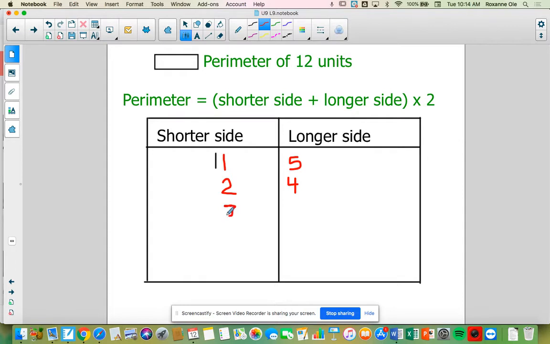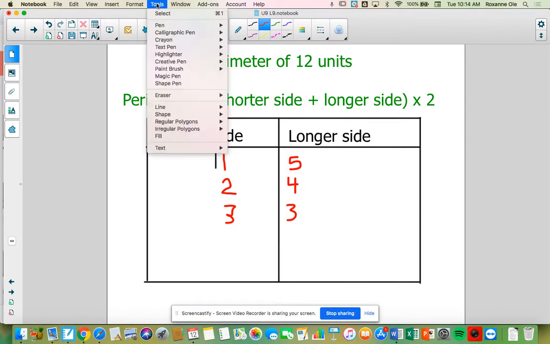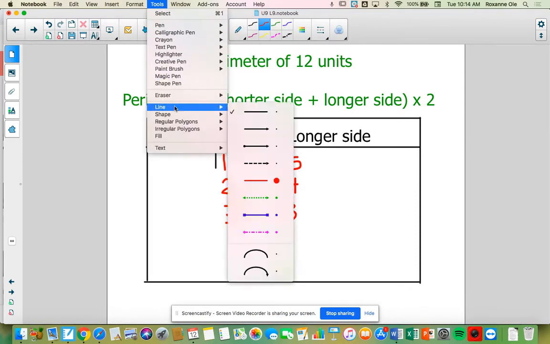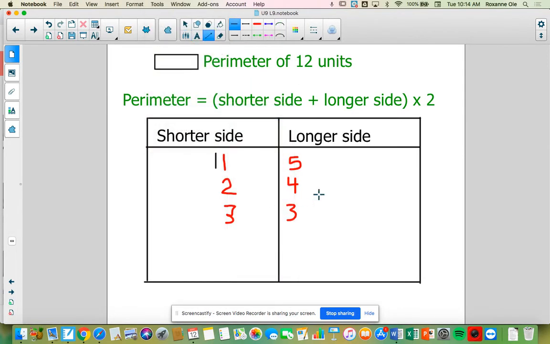We could do 3 and 3, and then we're done. So let's look at what these would look like. You're going to go to your grid paper and draw a rectangle with a perimeter of 12. So your first one might look like this, a 1 by 5.